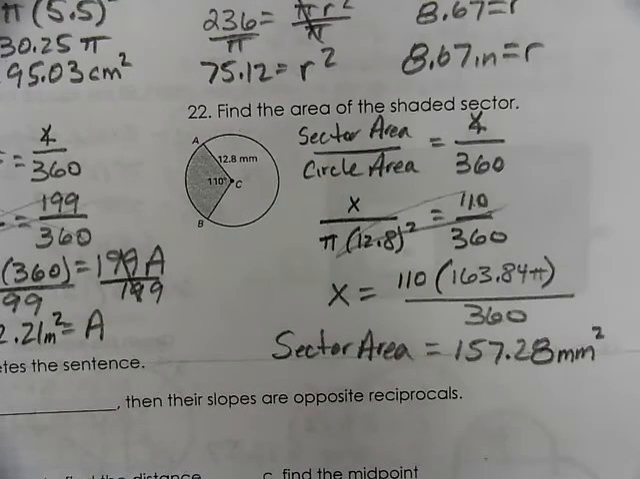The whole circle was 512. This is considerably smaller than the whole circle. So that's where the 157 comes from. Good luck with Unit 8.